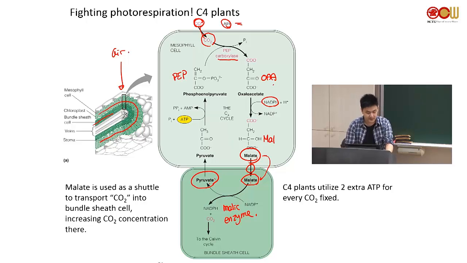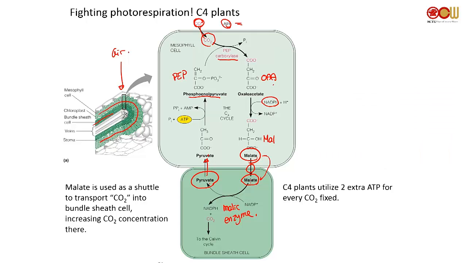Pyruvate can go back. Okay? Pyruvate goes back. And then pyruvate can become PEP again, PEP can then do this whole thing again, okay? And once you go from malate to pyruvate down here, you will release CO2, okay? So the CO2 can be used for Calvin cycle, okay? The reason why these things are called C4 plant is because of malate and oxaloacetate. These guys are C4, four carbons.